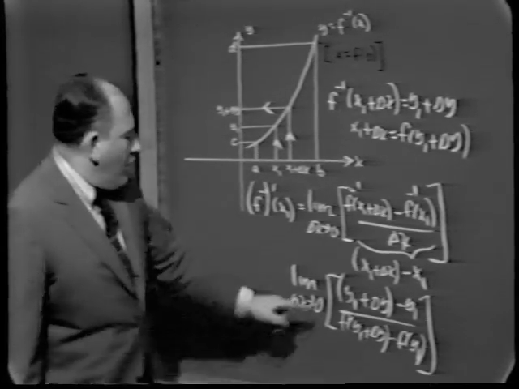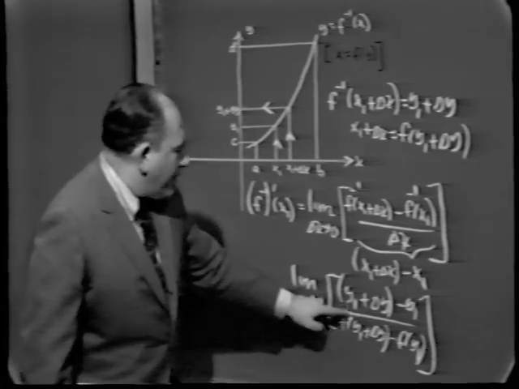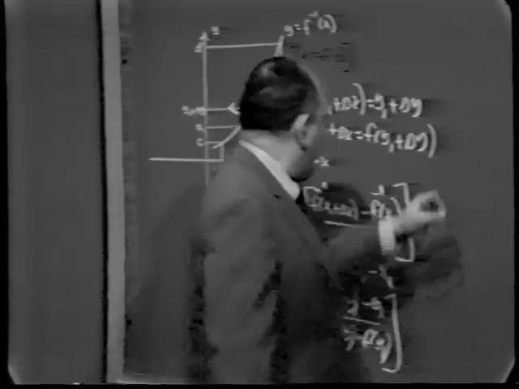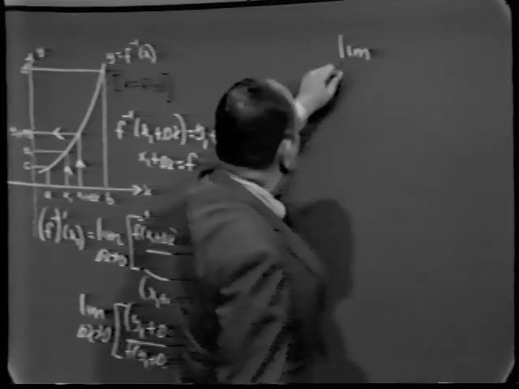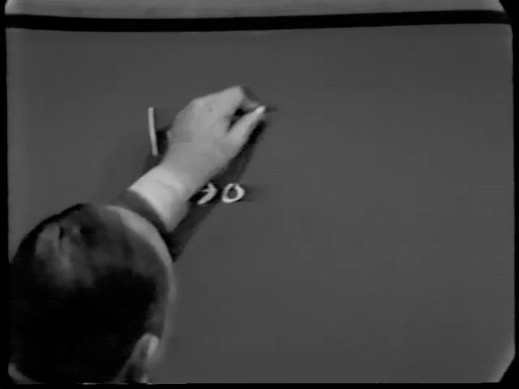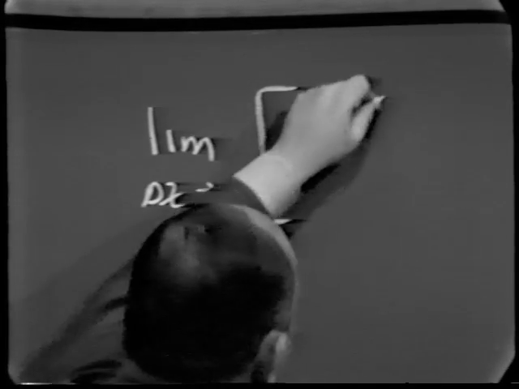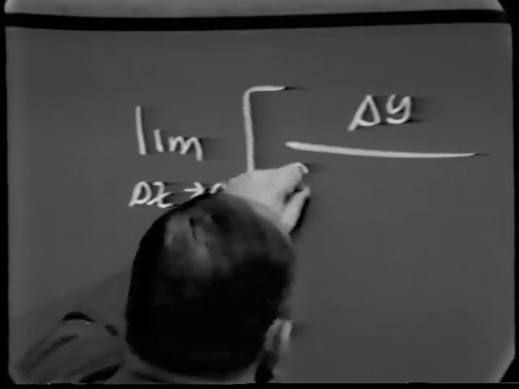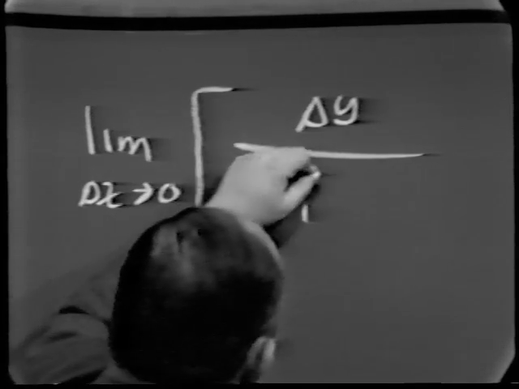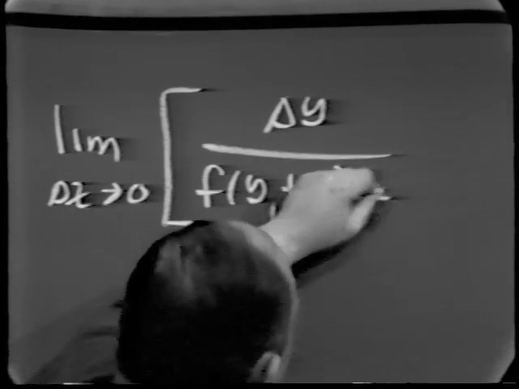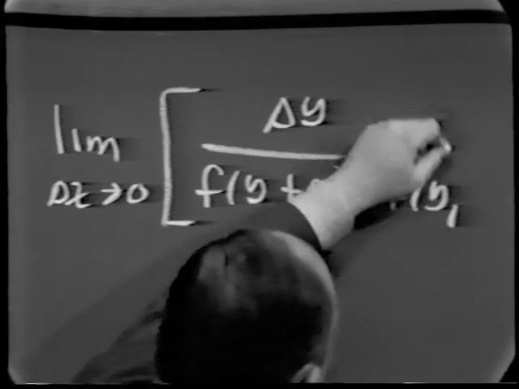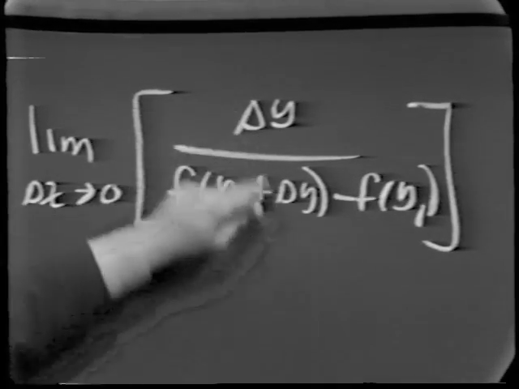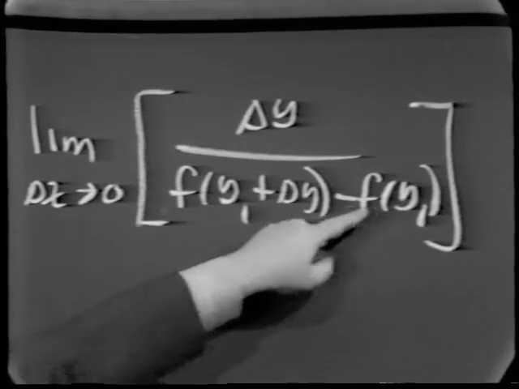In other words, notice that this starts to look like what? Let me just come over here where we have some more space. This is what? The limit as delta x approaches 0, delta y over f of y1 plus delta y minus f of y1. And you see, if you look at this thing, remember f is a differentiable function of y.